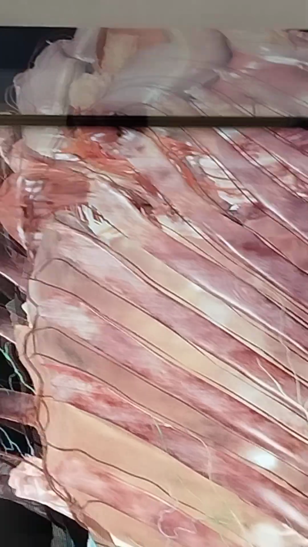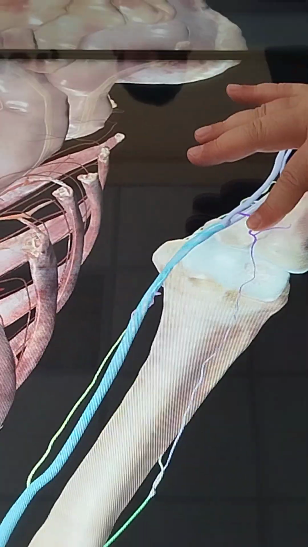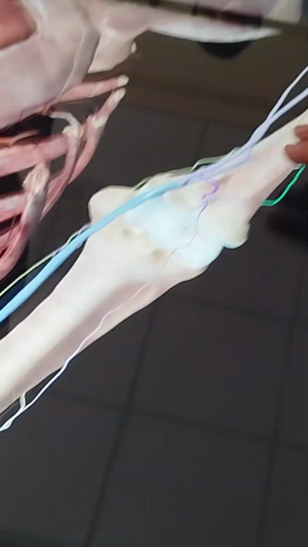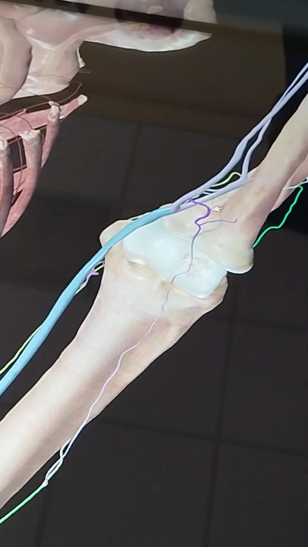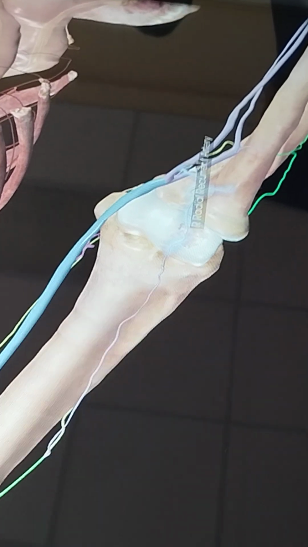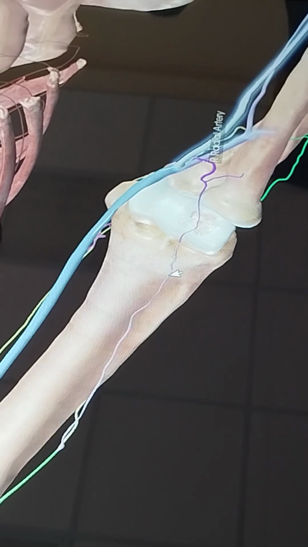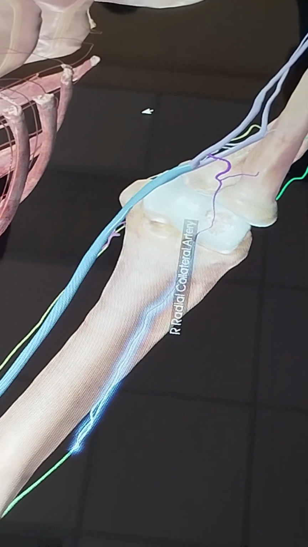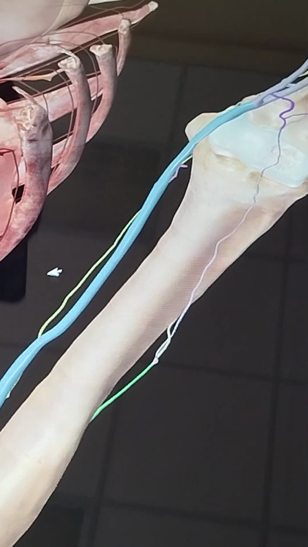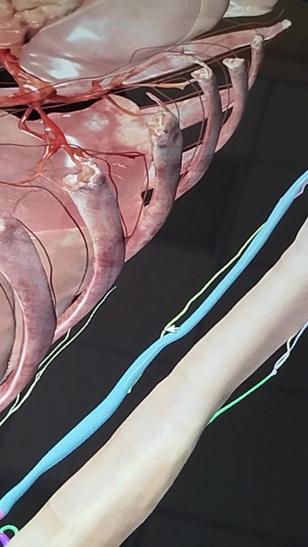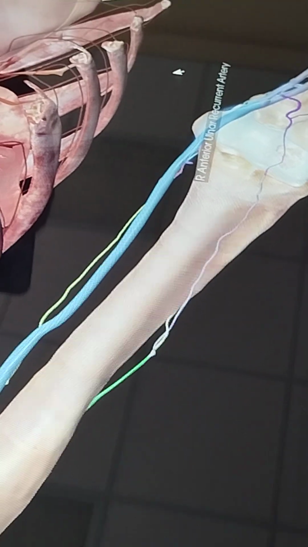And I move it this way. Here it is arteria recurrens radialis, radial recurrent artery from radial artery. It makes anastomosis with arteria collateralis radialis from deep brachial artery. Not very clear. Here it is from brachial artery. We have arteria collateralis ulnaris superior, and should be here arteria collateralis ulnaris.